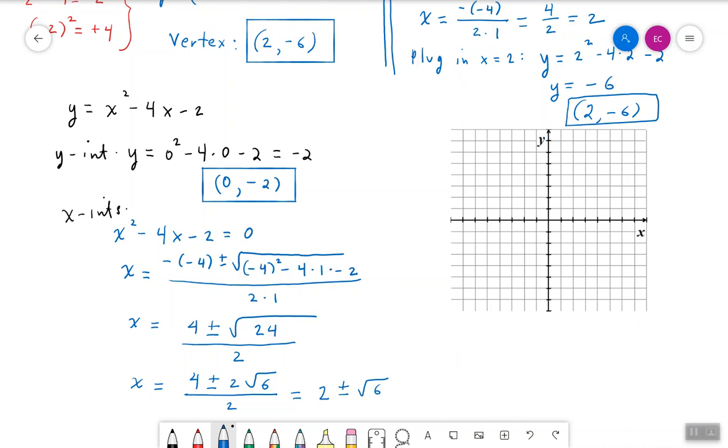Now, if we're going to graph this thing, we probably ought to figure out a decimal approximation for these two x-intercepts. So let's keep going here. One more step. Let's do 2 plus root 6 on the calculator is going to be 4.4 approximately. And so we can write the ordered pair 4.4 comma 0. And then 2 minus root 6 is going to be negative 0.4, and we can write that ordered pair as well.